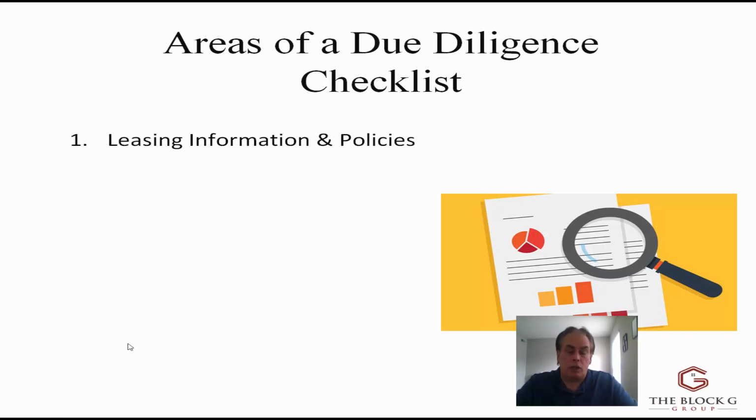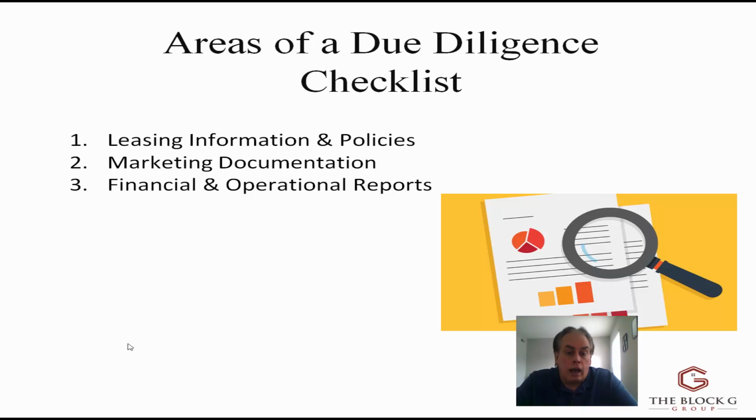You're going to ask for leasing information and policies. You're going to ask for a copy of the marketing documentation, if there is any. Do they do marketing? Where are they marketing? What subscriptions do they have? Then the financial and operational reports of this complex. How have they been running this? Have they been mixing this money in with their personal money? You're probably going to find that a lot with the smaller units, under 80 or 90 units. But you want them to understand where you're coming from. You need this to show to the banks and to your partners if this is a good deal or not.